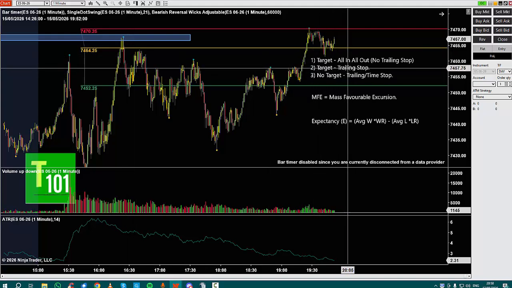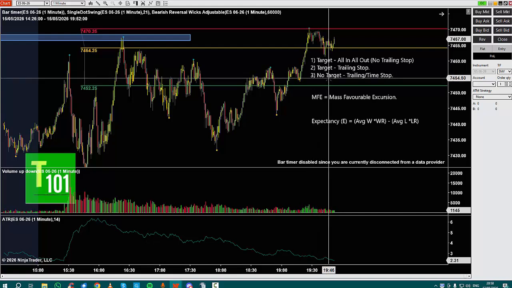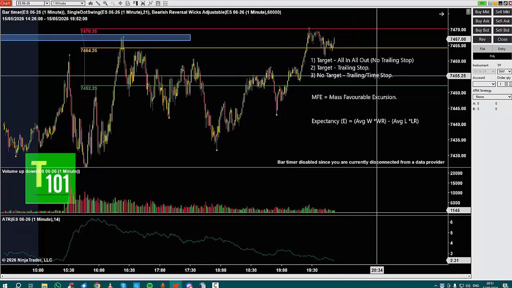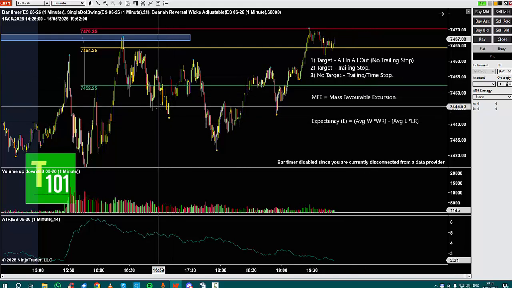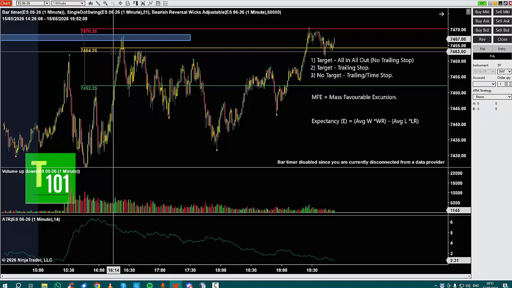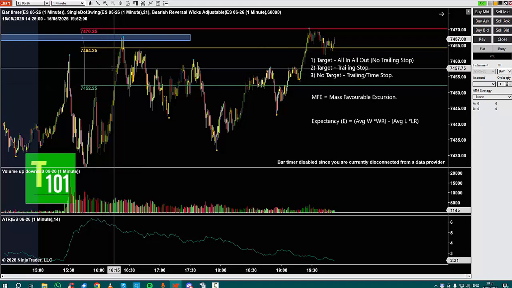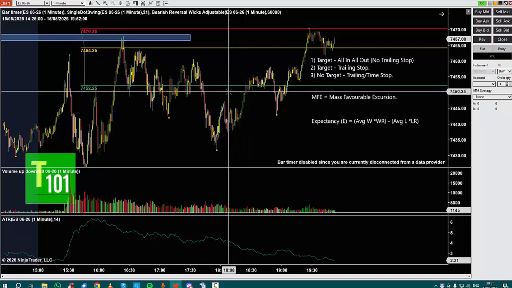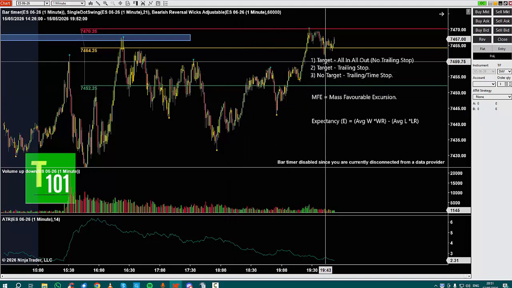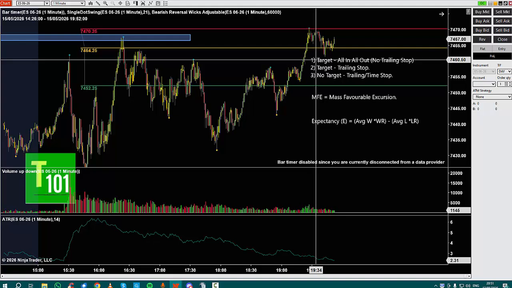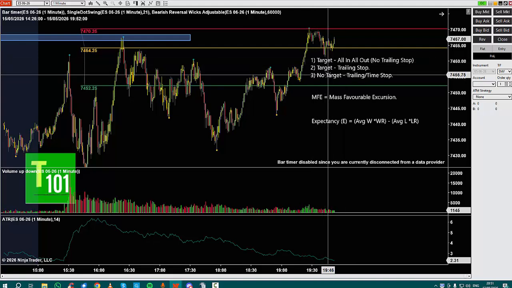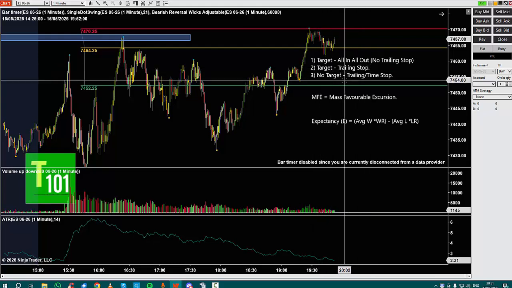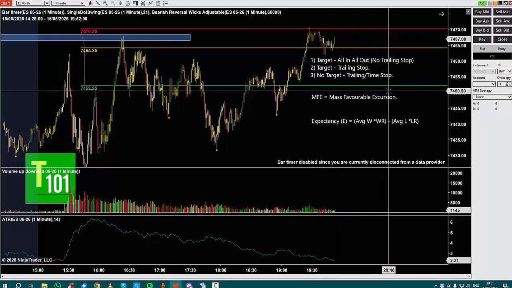And then there is number 3, no target, and you just trail. You just keep trailing until time runs out, the end of the day, the end of an hour, or whatever your research tells you to do. Or you trail in a methodical fashion until eventually the market comes back and takes you out. So we're going to look at just number 1 for today, and you can apply these rules to the other two, like number 2, target with a trailing stop, and number 3, no target with a trailing time stop.